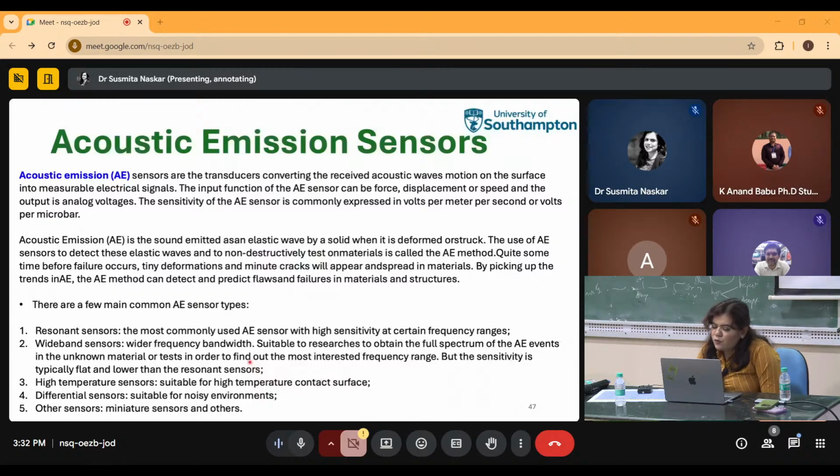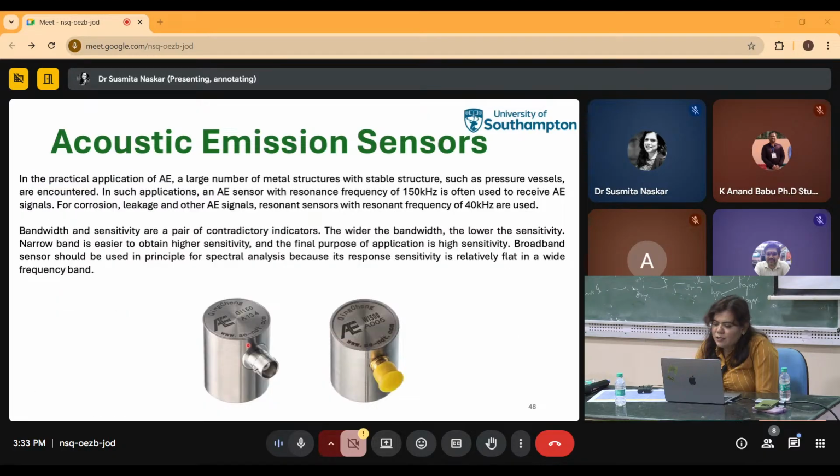Then there is the differential sensor, which is best when you have noise in the environment. When you have traffic or some other noisy environment, differential AE sensors are used quite a lot. And there are many other kinds of AE sensors, like miniature or specialized designs for unique applications. Compared to other sensors, AE sensors are broadly used in infrastructure monitoring because they are essential for early crack detection and safety. Again, choosing the right sensor and the right sensor frequency matters. In practice, the AE sensor is selected based on its resonance frequency.